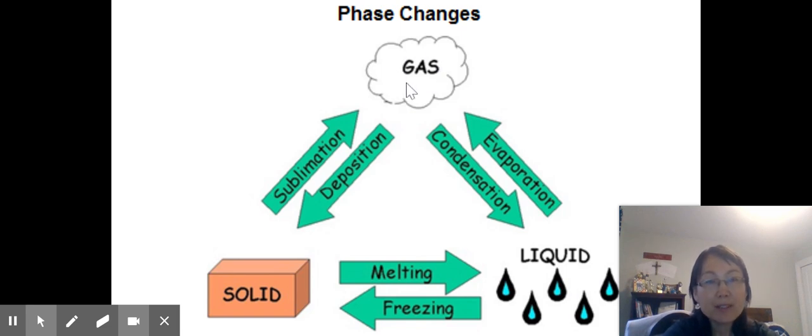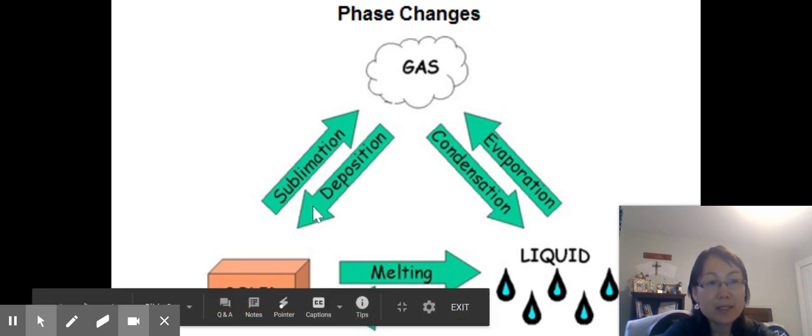Okay, so when water vapor goes up to the sky and cools down, we call it deposition. That's when we get snow. Gas directly becomes solid. That's a process we call deposition. So that's when we get snow.